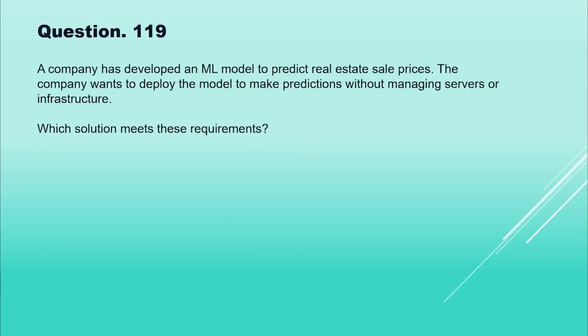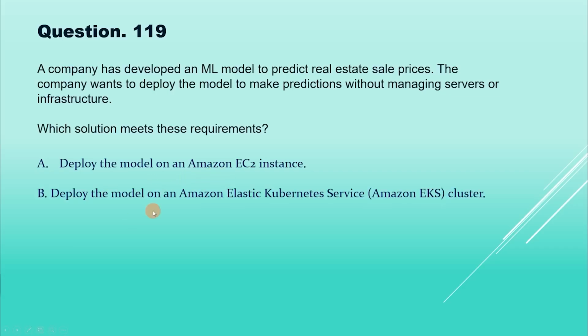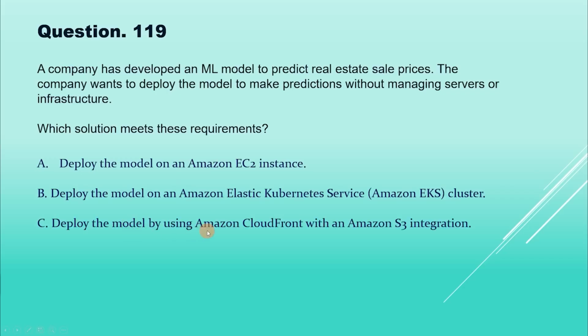Now question number 119. A company has developed an ML model to predict real estate sales prices. The company wants to deploy the model to make predictions without managing servers or infrastructure. Which solution meets these requirements? Here are the options. Option A, deploy the model on an Amazon EC2 instance. Option B, deploy the model on Amazon Elastic Kubernetes Service, that is EKS cluster. Option C, deploy the model by using Amazon CloudFront with an Amazon S3 integration. Option D, deploy the model by using Amazon SageMaker endpoint.